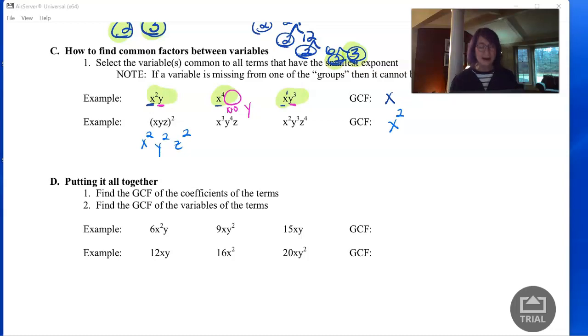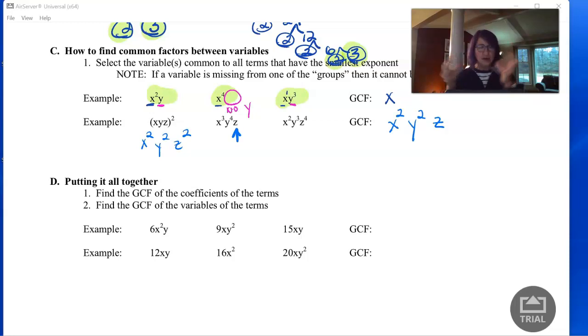Now let's look at the y's. I see that there's a y in all of them. My smallest exponent, again, is a 2. And then I look at the z's. Z's are present. My smallest exponent is right here in the middle expression. It's a 1. So x squared, y squared, z is going to be my GCF.